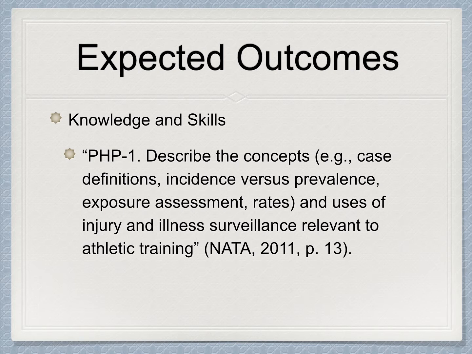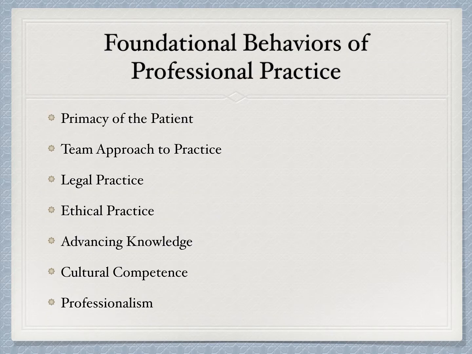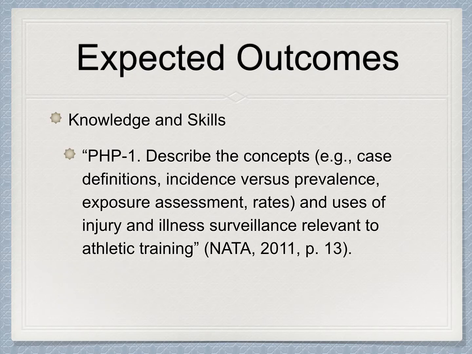So again, in the signature choice assignment, each student's going to pick one content area. So we have these content areas. You can choose any one of those 8 content areas for that particular assignment. And then you're going to pick one of the expected outcomes in that content area to develop a lesson to meet that particular knowledge and or skills for that content area.